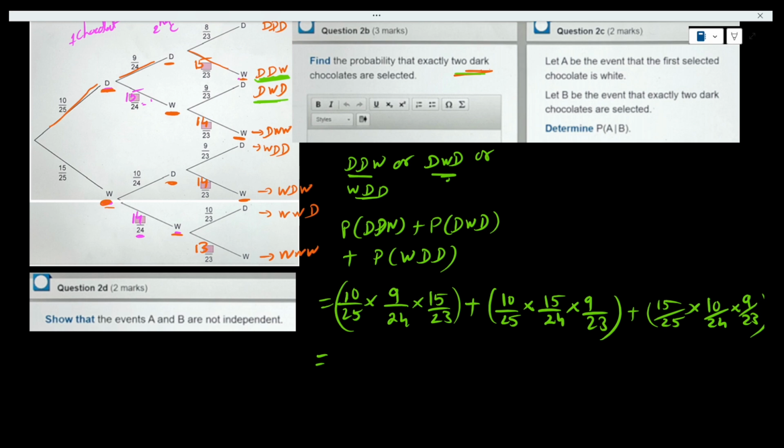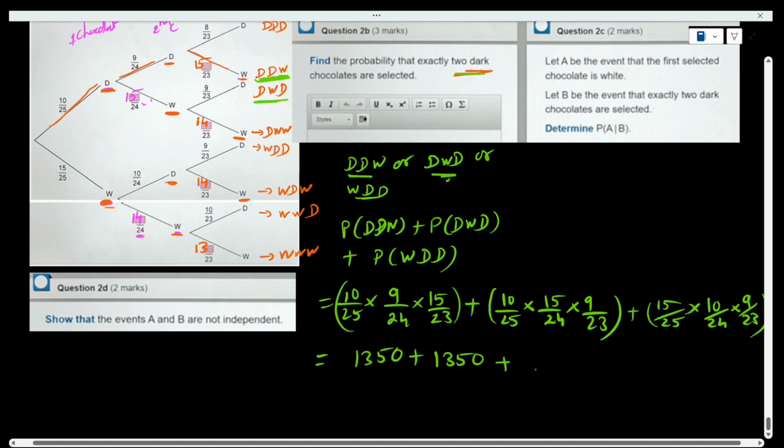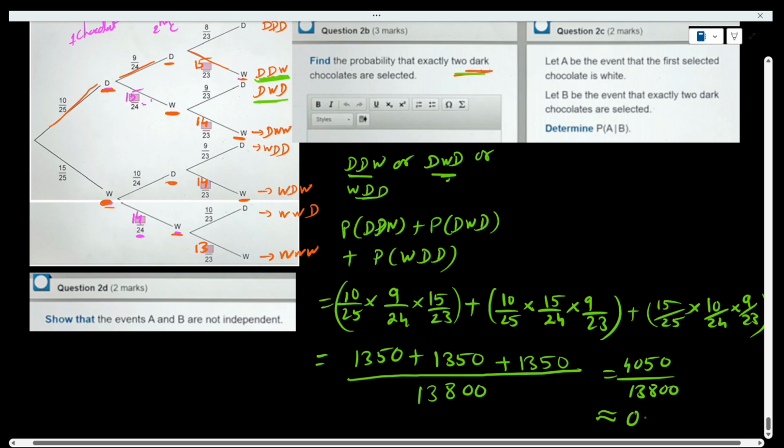Nine times 15 is 1350, plus if you again take it here 1350, because here it's the same thing, probability is same, then here 25 times 24 times 23, if you are taking it you are going to get 13,800, and if I take the sum, 4,050 divided by 13,800, you can write down your answer in three significant figures also, which is your probability approximately 0.293. Yeah, the first part is done.